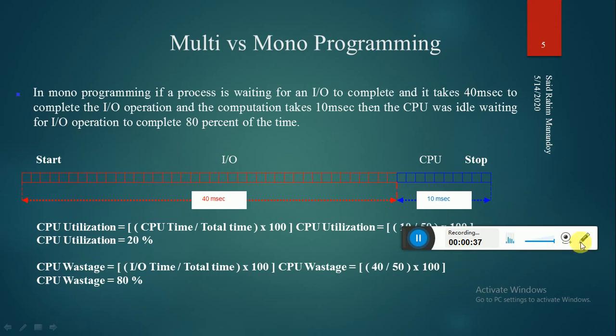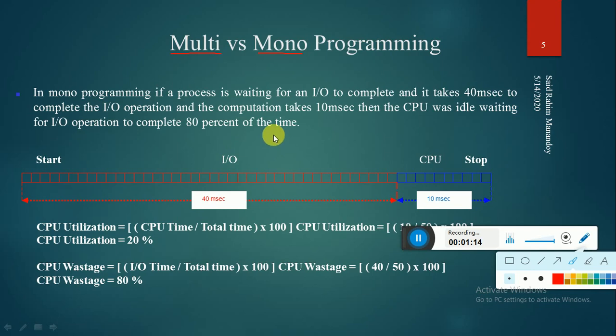Multi-programming operating system versus mono-programming operating system or uni-programming operating system, this is same. Here is an example that if operating system is mono-programming operating system, how much time of the CPU is wasted. And in next example we will do a practical example of multi-programming operating system, that how much time of CPU is wasted in multi-programming operating system.